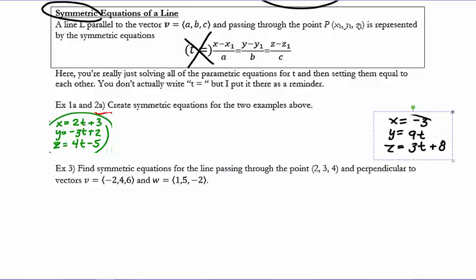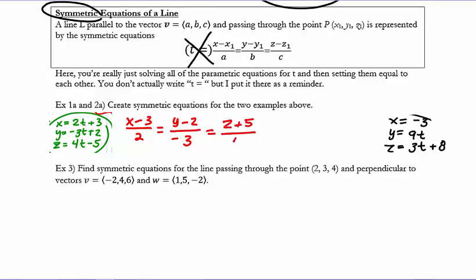So if I want to create these equations, again, symmetric equations are basically when you solve for t. So if I take this first equation and solve for t, it's going to be x minus 3 over 2. I take the second equation and solve for t. I'm going to have y minus 2 over negative 3. I take the third one. I'm going to have z plus 5 over 4.